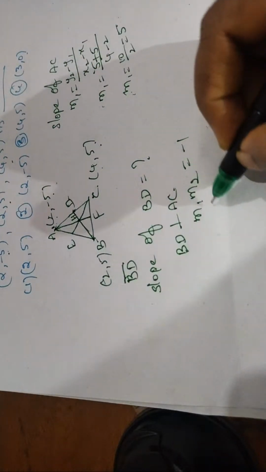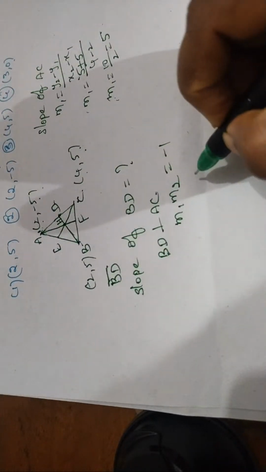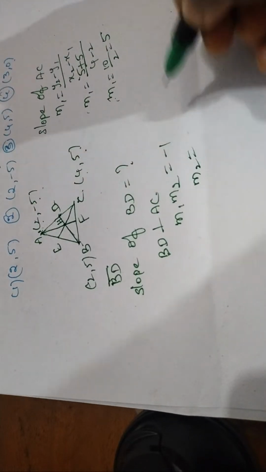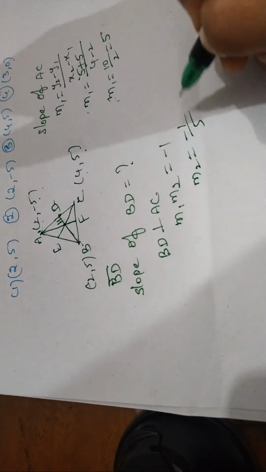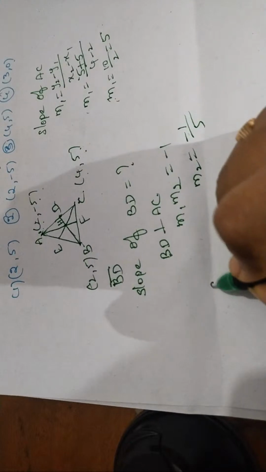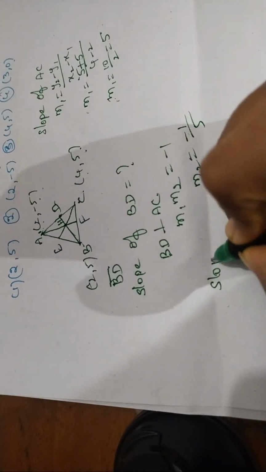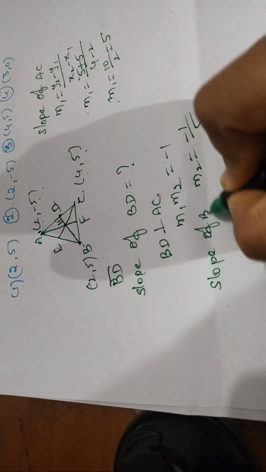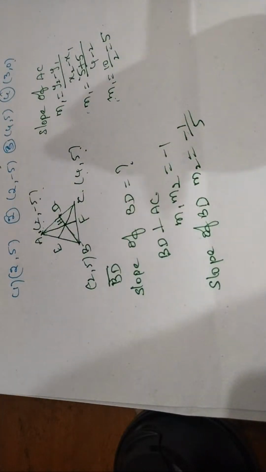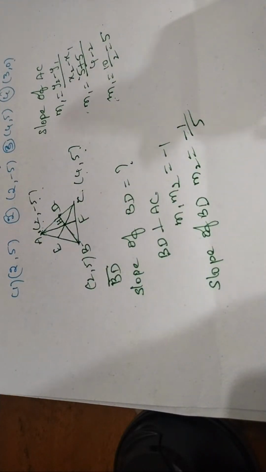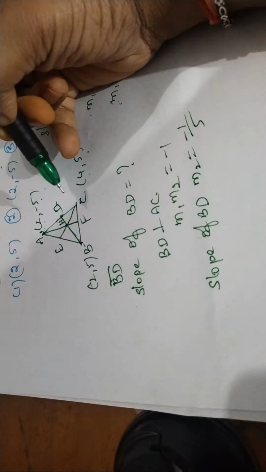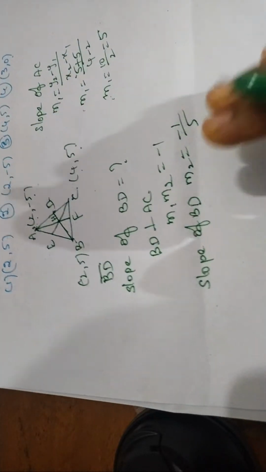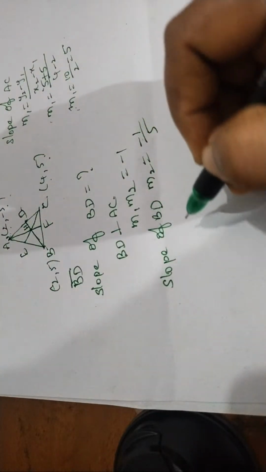So from this, m1 we know. Now what is m2? m2 is equal to minus 1 by 5. This m2 is the slope of BD. Slope of BD we found. Next, I will take another. After finding the slope, we can directly find the equation of this line BD.